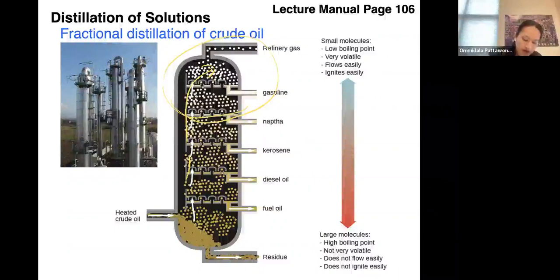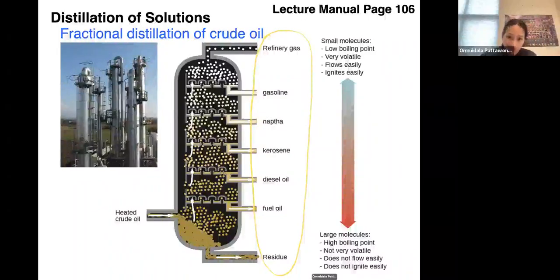Whereas the larger molecules are big, they have higher boiling points, and they are not going to be volatile. So they are going to stick around in the bottom or lower section of the distillation tower. And then eventually you are going to be able to separate them in terms of the length of the hydrocarbon chain.